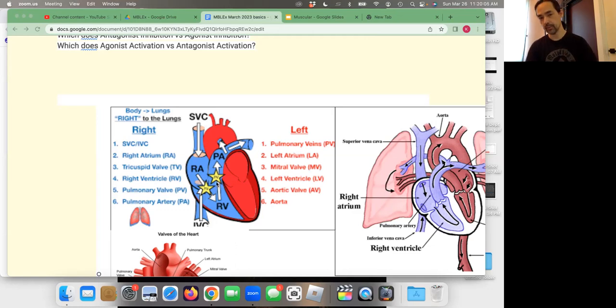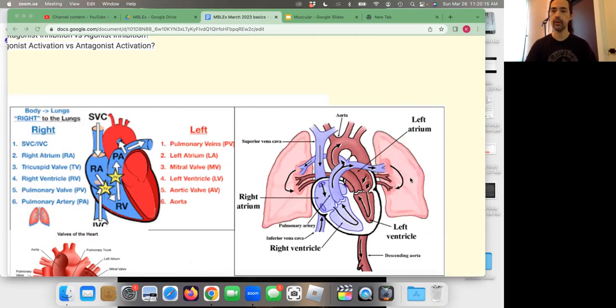Right ventricle through the pulmonary valve into the pulmonary artery. Pulmonary artery to the lung. From the lung to the pulmonary veins. Pulmonary veins into the left atrium. This is oxygenated blood. Left atrium, mitral valve, left ventricle. Left ventricle through the aortic valve into the aorta. Oxygenated blood out to the body.